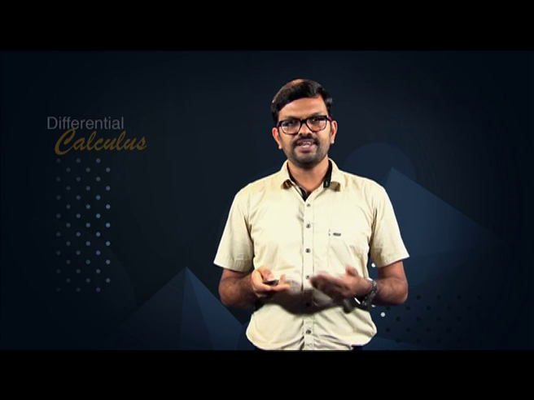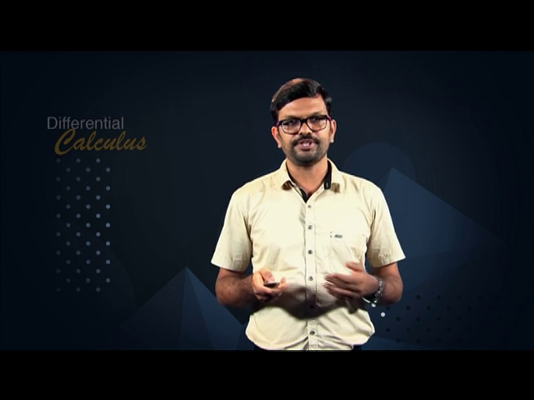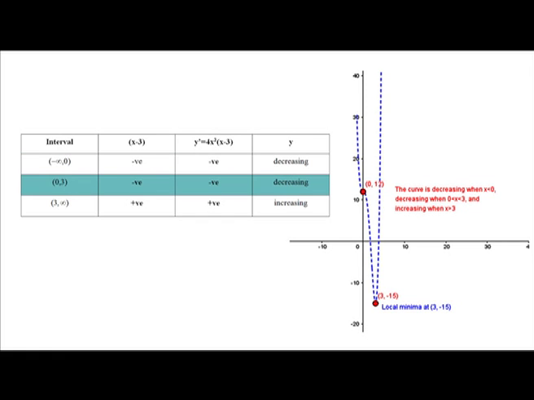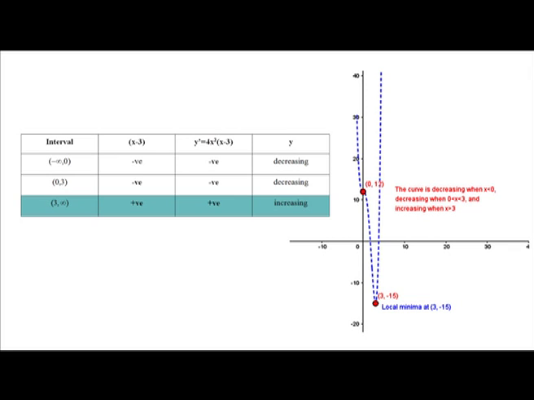Let us now analyze the rise and fall of the curve in the interval minus infinity to 0, 0 to 3 and 3 to infinity. In the interval minus infinity to 0, x minus 3 is negative, hence y dash is equal to 4 times x square into x minus 3 is negative, and hence y is decreasing. In the interval 0 to 3, x minus 3 is negative, y dash is negative, and hence y is decreasing. In the interval 3 to infinity, x minus 3 is positive, y dash is positive, so that y is increasing.